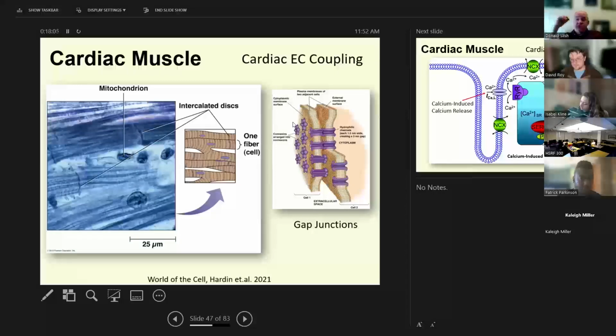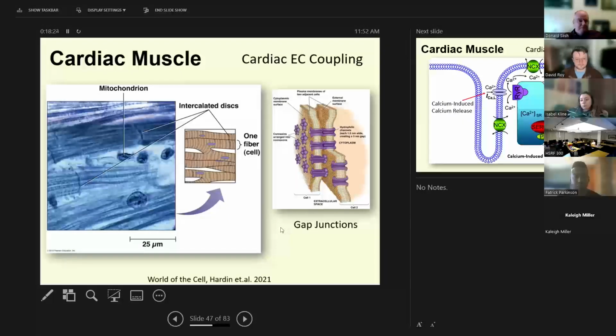And that's what allows the action potential to go from one cell to another and spread over the atria, and then spread down the connecting tissue, and then across the ventricle. It's just the action potential just going cell to cell through these gap junctions.